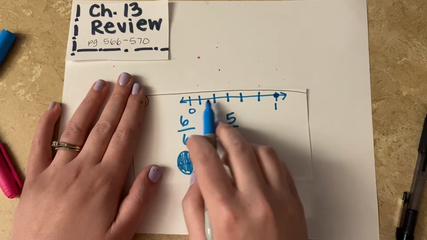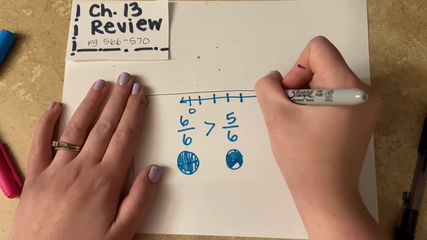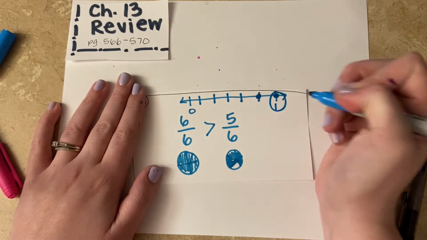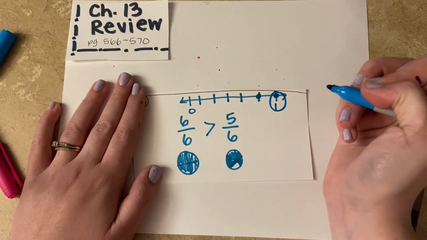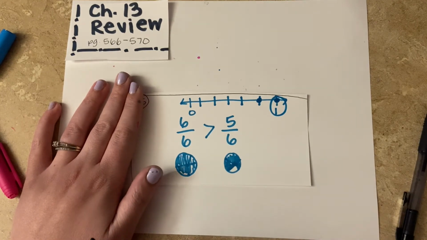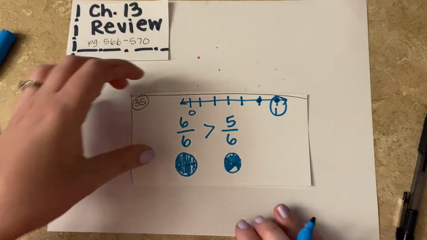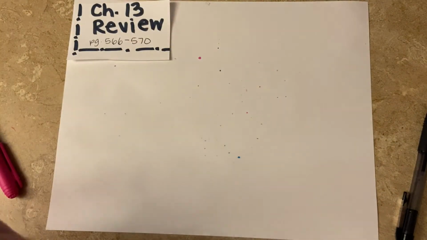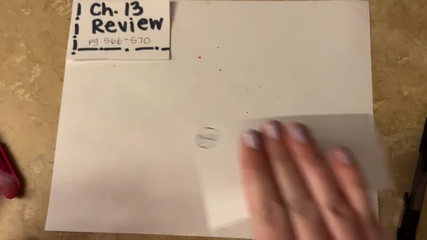5/6, I'm going to count 1, 2, 3, 4, 5, is right here. So now I know that 6/6 is also another way to show that it's greater than 5/6. All right, couple more. Let's look at number 36.